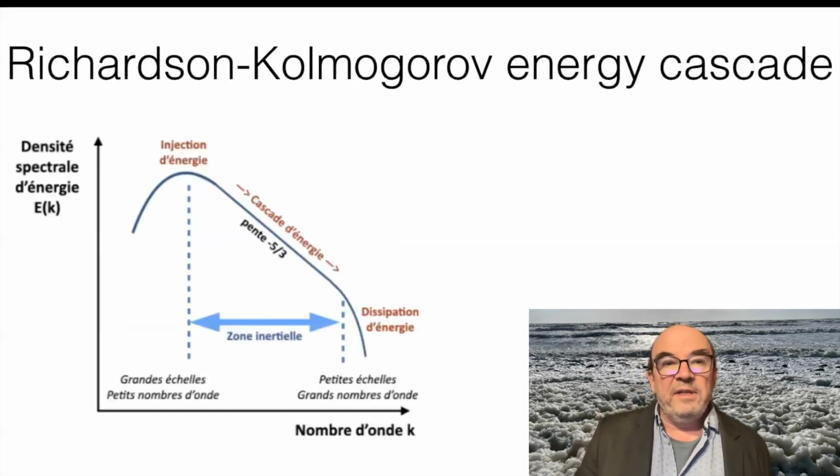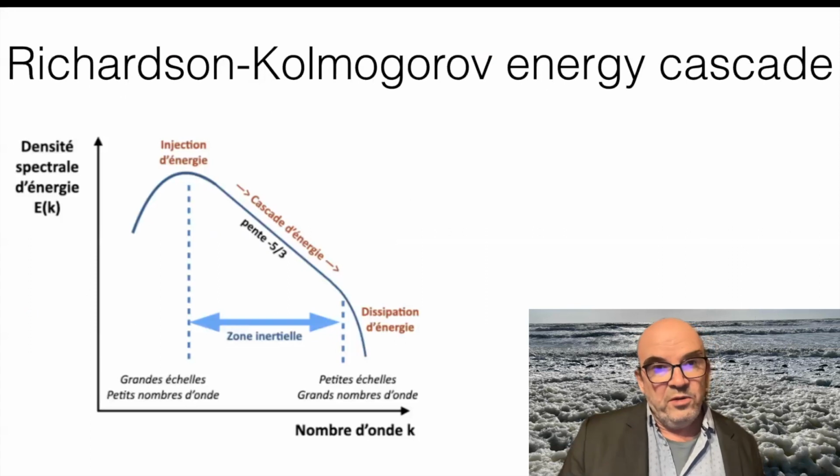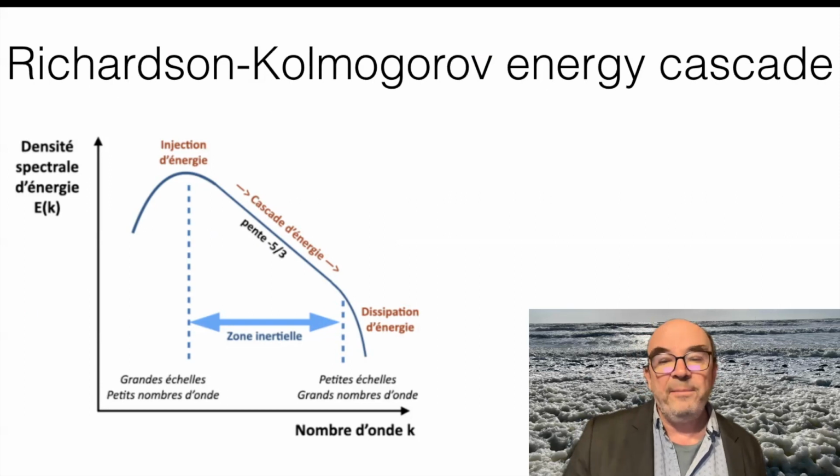This gives a picture which is called the Richardson-Kolmogorov energy cascade, where we have injection of energy at a given scale, a cascade of energy, and dissipation at a small scale.